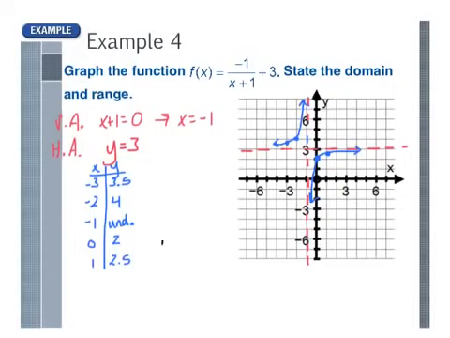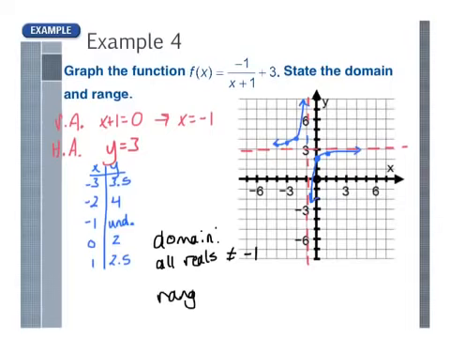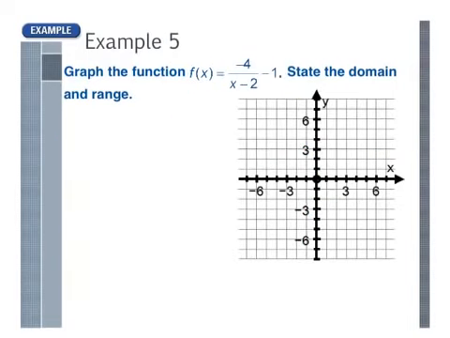We also have to identify the domain. So the domain, remember, is going to be all reals not equal to negative 1, because that's where you have a vertical asymptote. Your range, whoops, misspelled range, is going to be all reals not equal to 3. Let's do another one.